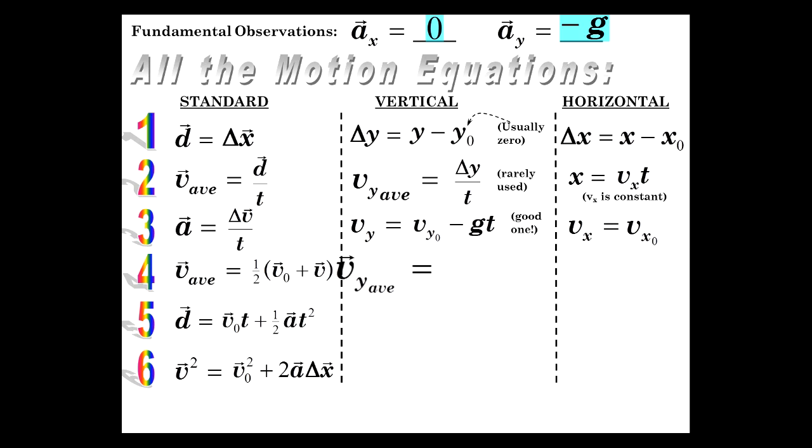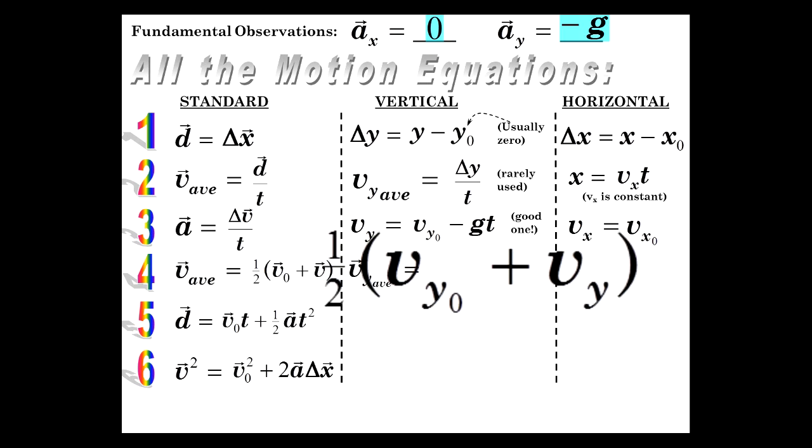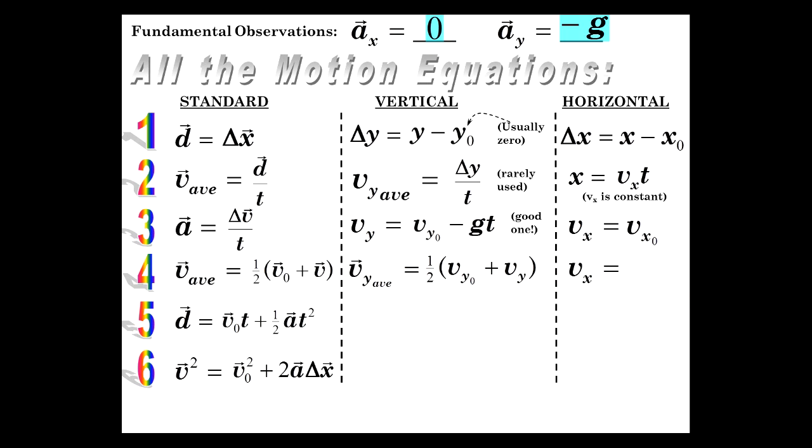Now Vx is equal to Vx0, the corresponding horizontal part. In other words, the velocity in the x direction is what it started out being, just a recognition that there's no acceleration horizontally. Vy average is 1/2 (Vy0 plus Vy). Same thing we had from the basic equation. And over here, Vx is equal to Vx0. Same thing again. It just doesn't change. So you don't have another equation for it.